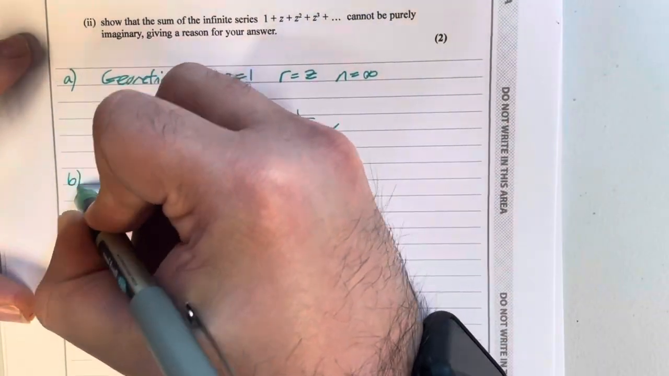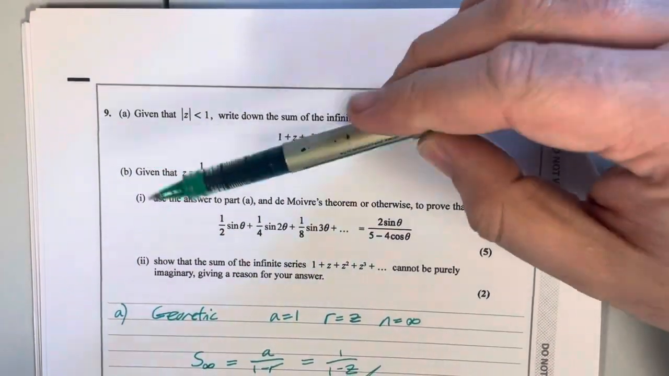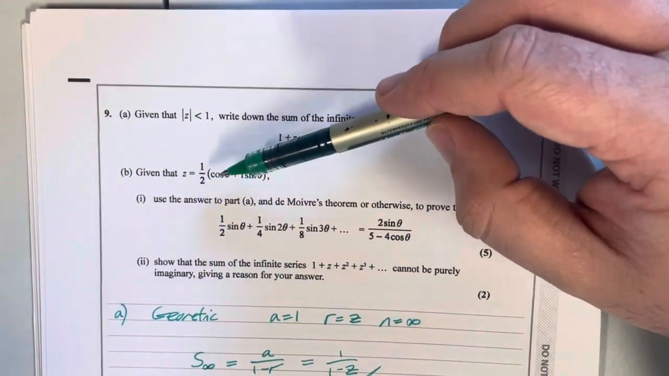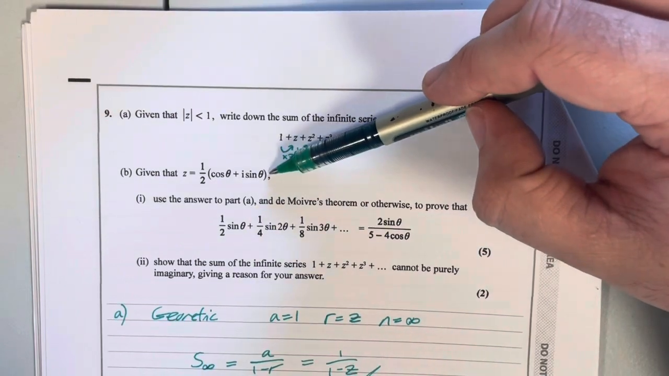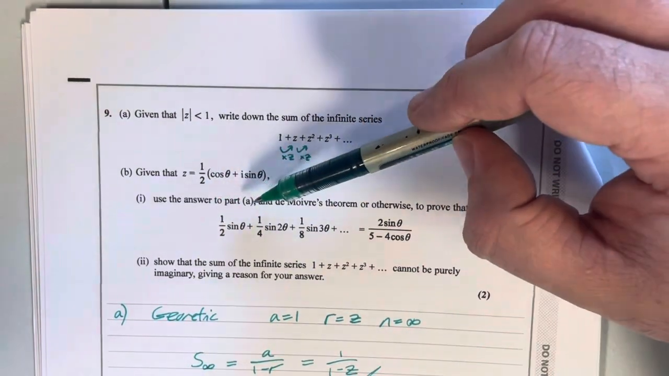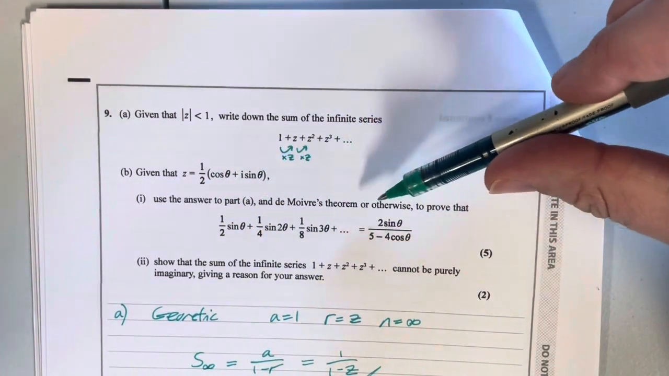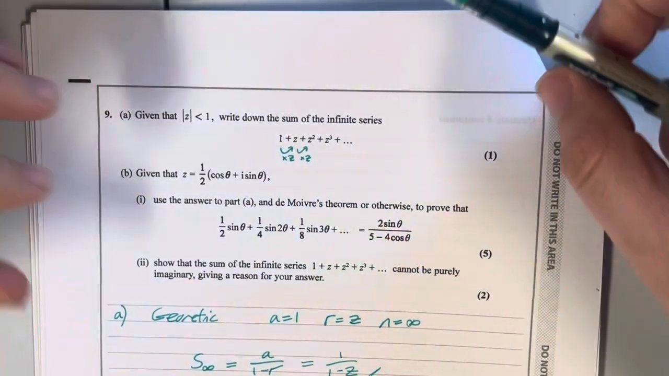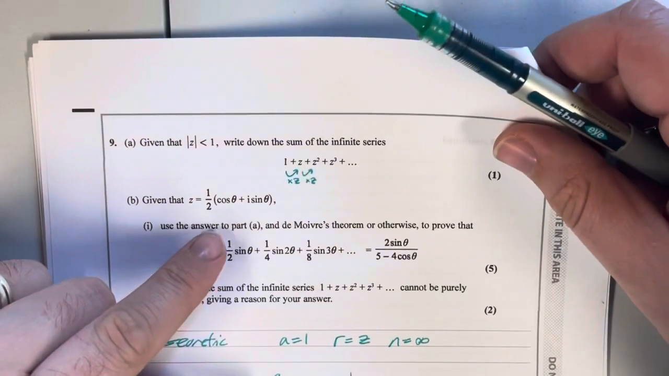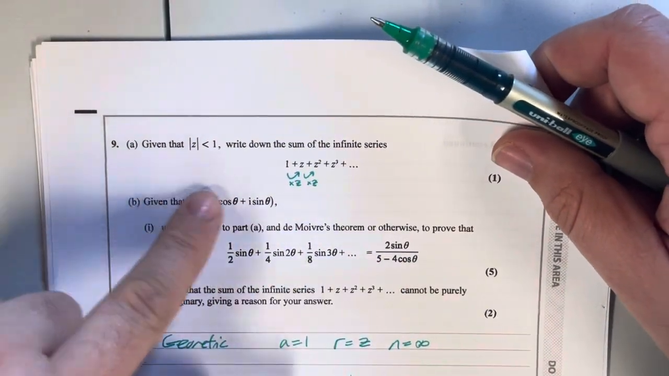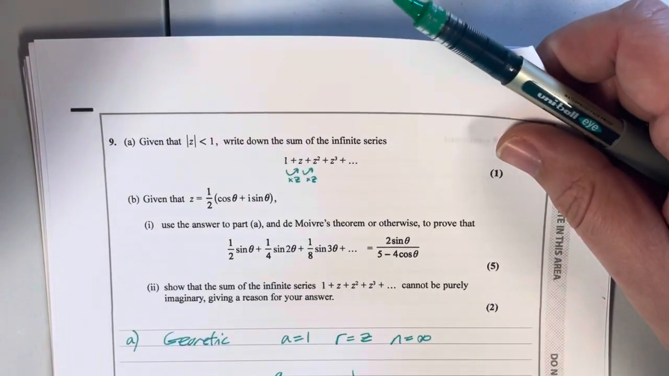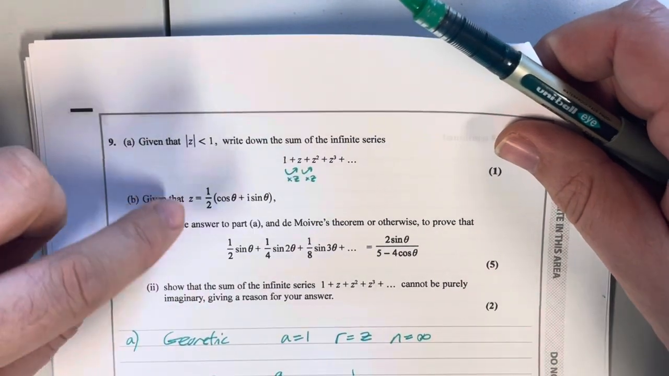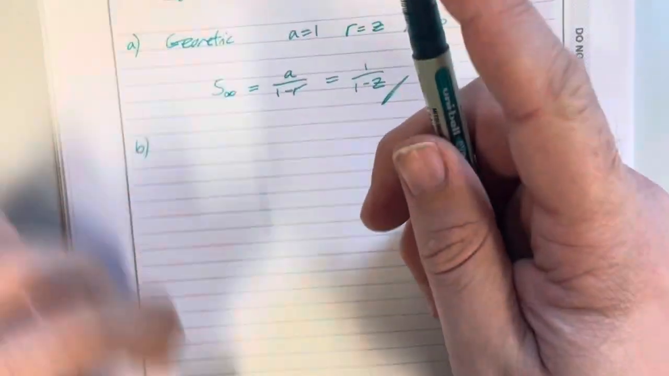Part B. Given that z is this thing, which is a half into cos of theta plus I sine of theta, use the answer to part A and De Moivre's theorem, or otherwise, to prove this is true. Okay, so this looks like a C plus IS thing, doesn't it? But there's no C plus IS written anywhere. So let's define C and S, and then let's work through that theory.